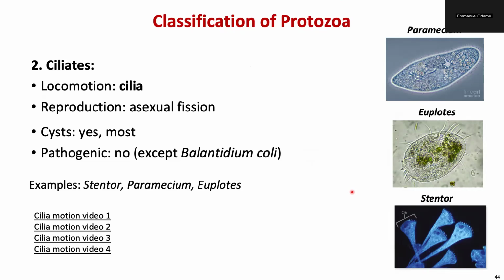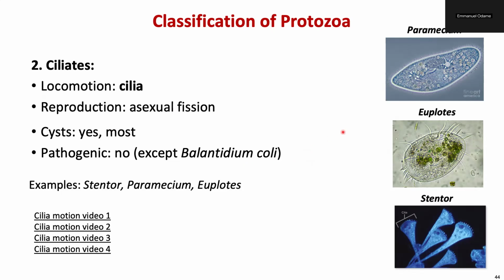So now let's move to the second class of protozoa, which is ciliates. Remember the other one had flagella. This one has cilia, and both flagella and cilia perform the same function, helping in movement. This group reproduces asexually through fission, and their asexual reproduction also involves cysts for most of them. They are not pathogenic except Balantidium coli, which is pathogenic.